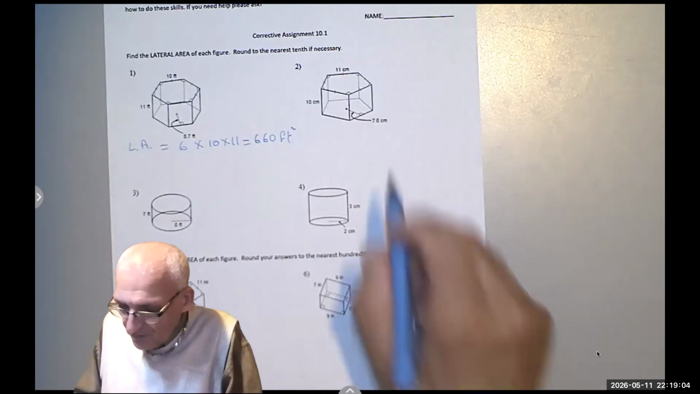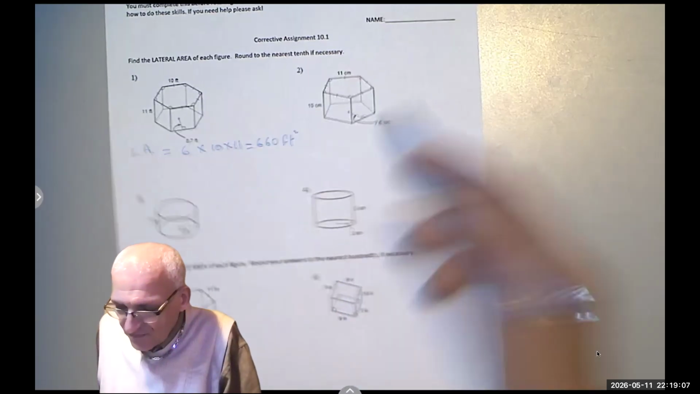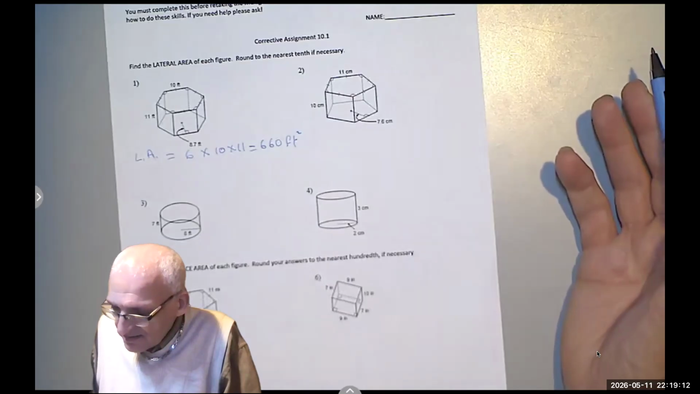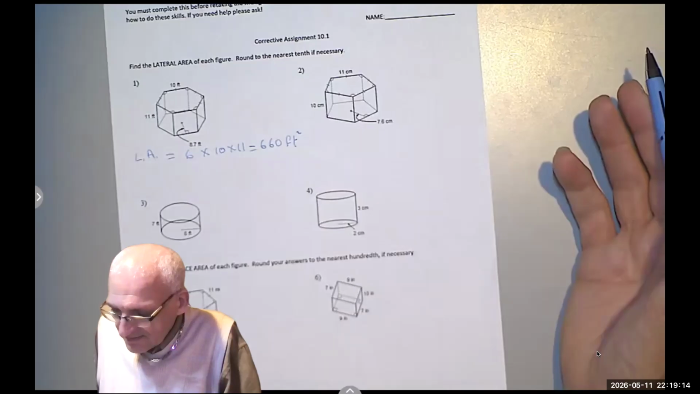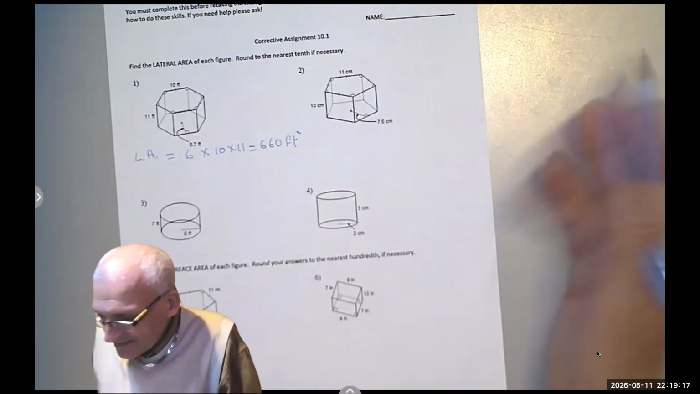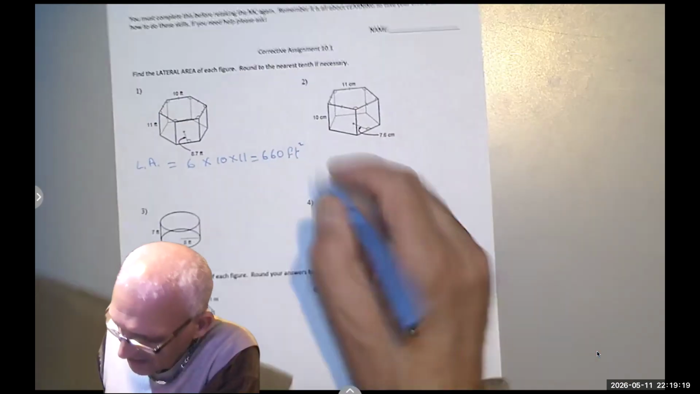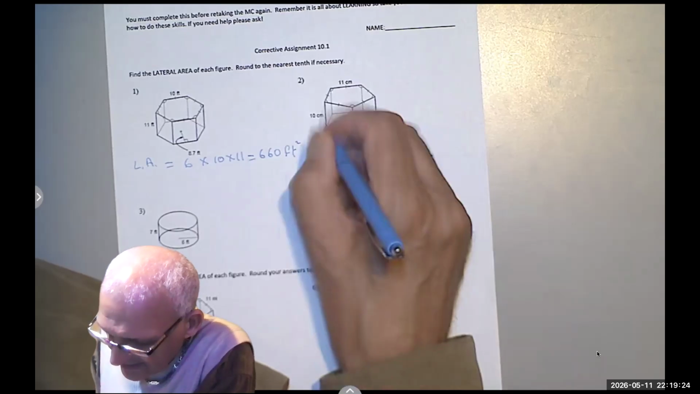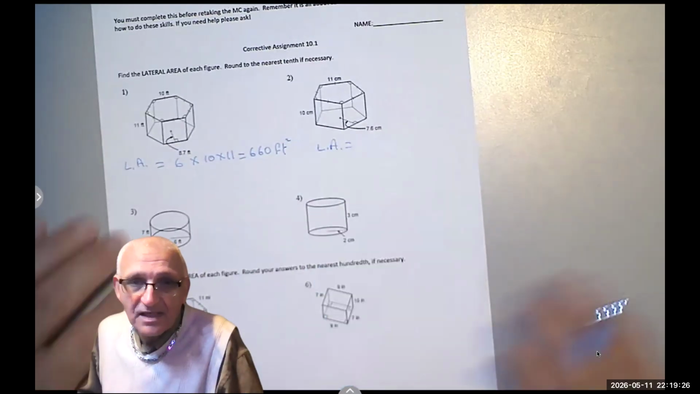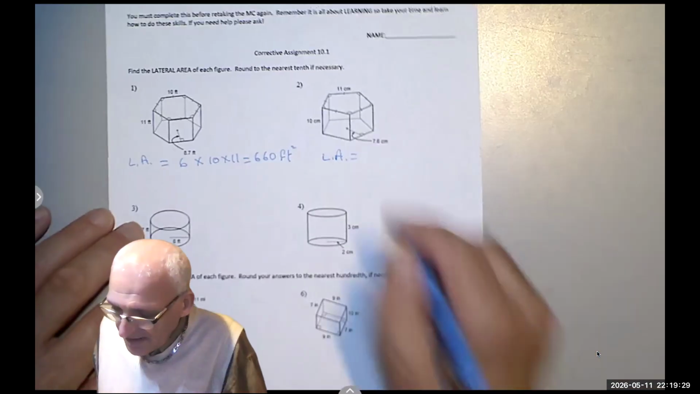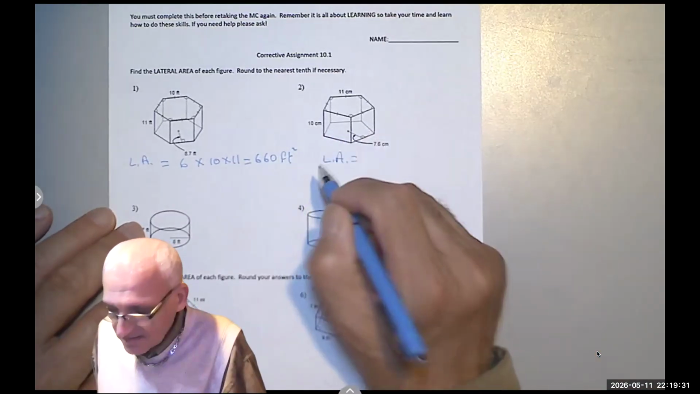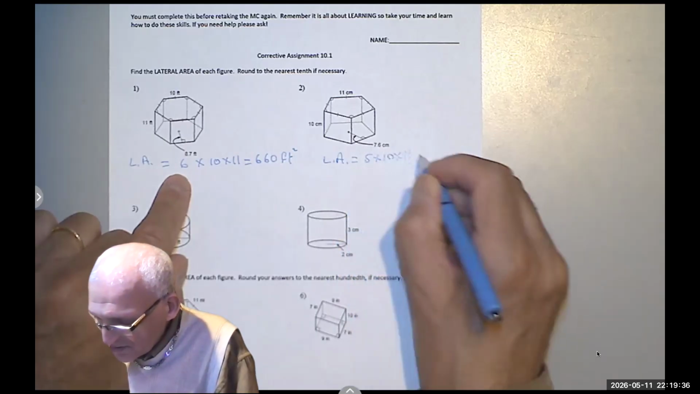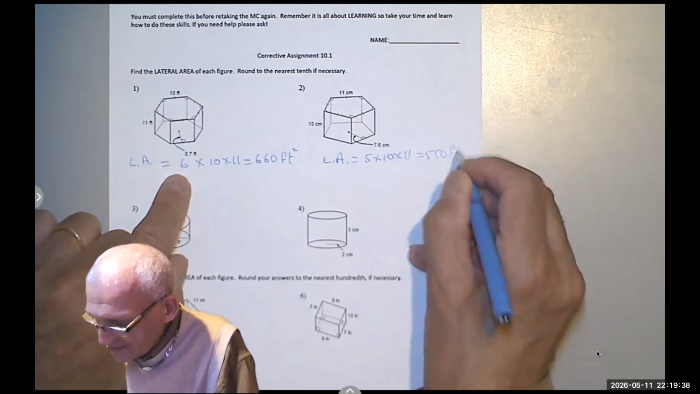I still don't see why they give you this and they ask for the lateral area. I don't get it. But anyway, that's extra information. The lateral area here, it's still 10 times 11, but that's a pentagon now. It's a regular pentagon, meaning it has 5 faces. So instead of saying 6, it would be 5 times 10 times 11 equals 550 square feet.